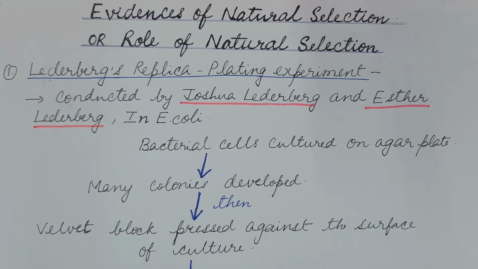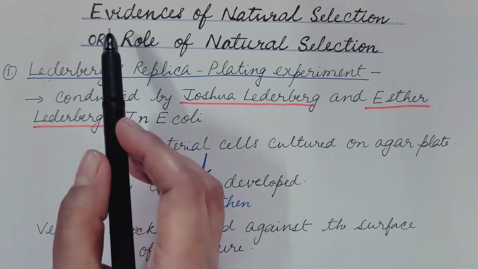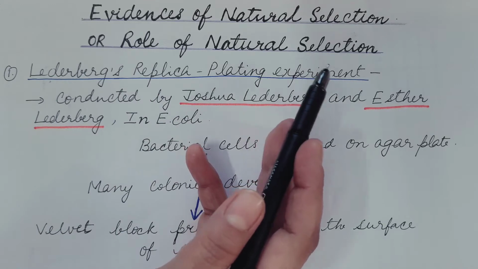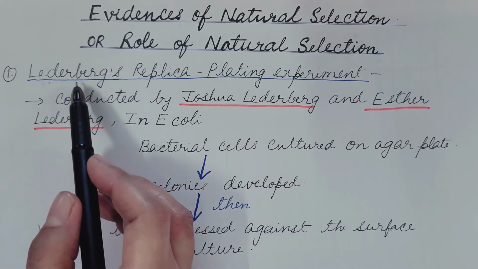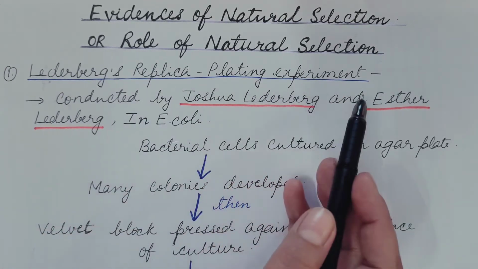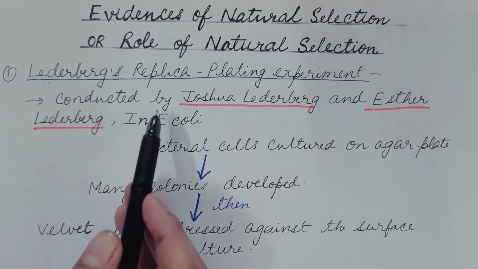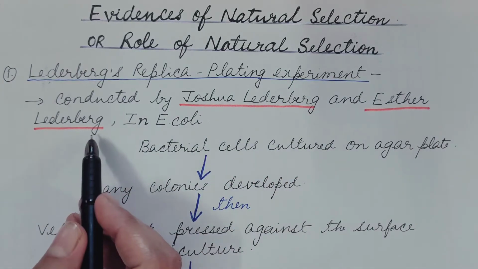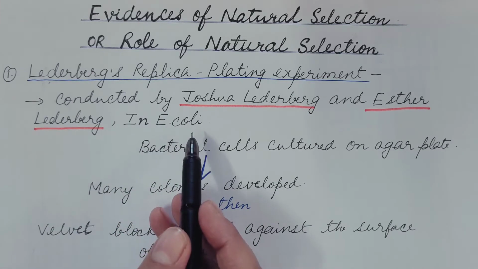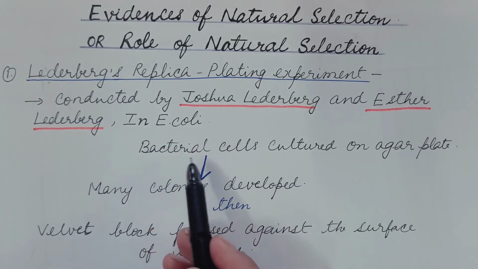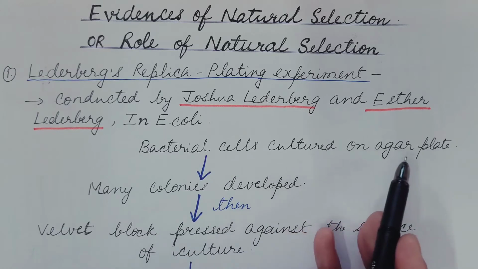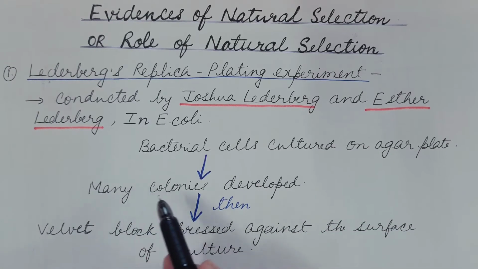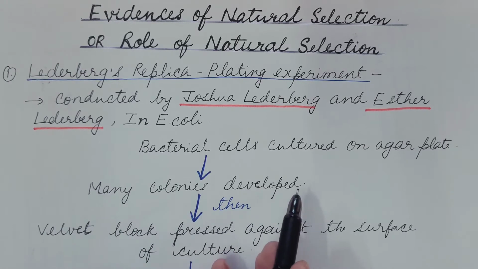And today we are going to discuss evidences of natural selection, or the role of natural selection. First is Lederberg's replica plating experiment. It was conducted by Joshua Lederberg and Esther Lederberg in E. coli, which is a bacteria. Bacterial cells were first cultured on an agar plate, and on this agar plate, many colonies developed.